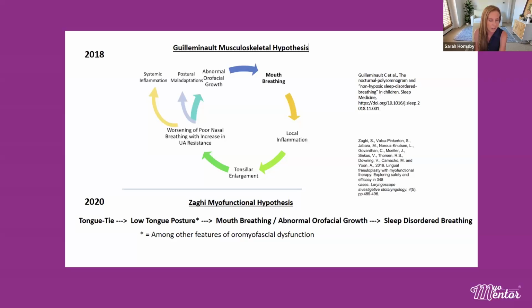In 2020, Dr. Zaghi added to this. He's a researcher at the Breathe Institute, and he said that tongue tie leads to low tongue posture, that leads to mouth breathing and abnormal orofacial growth. And that's what leads to sleep disordered breathing. So it's really fascinating once you understand this cycle. It's a vicious cycle, and it can be really hard to break some of these patterns, but it's not impossible. That's what myofunctional therapy is all about.